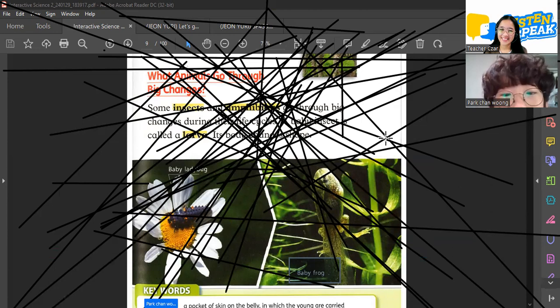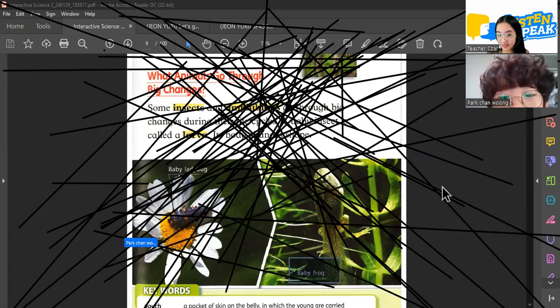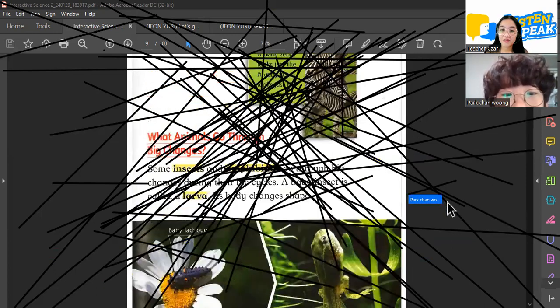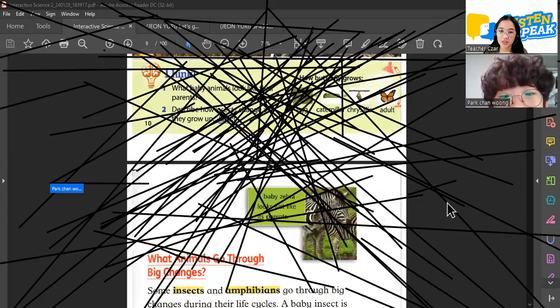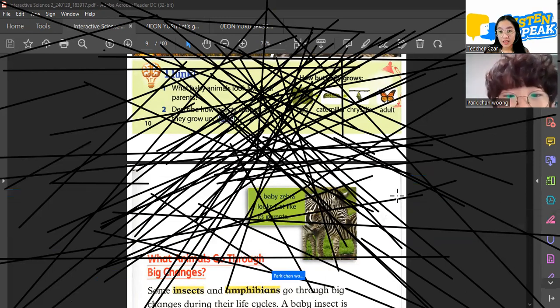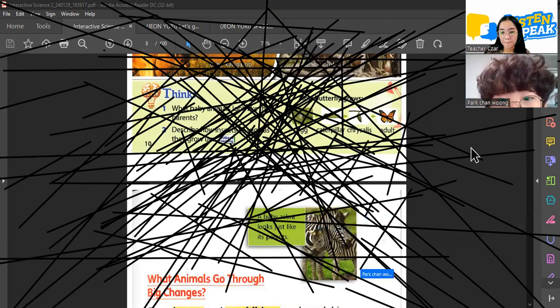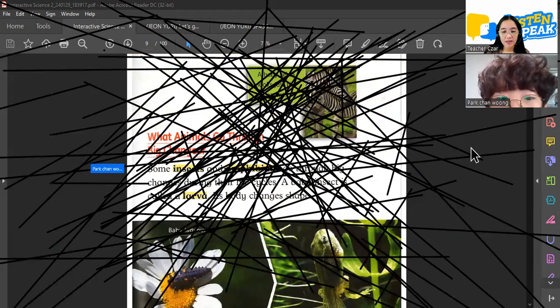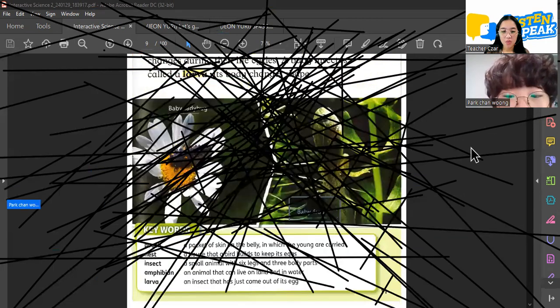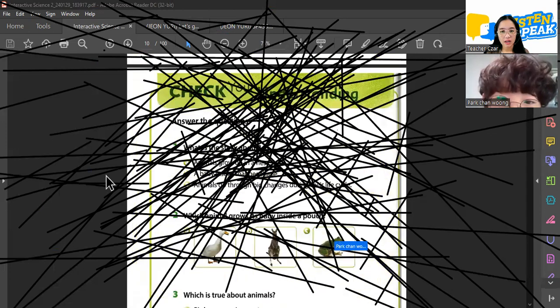No. Okay, so once again, amphibians go through a lot of changes during their life cycle because, like a butterfly, that came from an egg and becomes a caterpillar, and what is this? Chrysalis, an adult. So now, if you don't have any more questions here, we will be moving on with the next. So check your understanding.